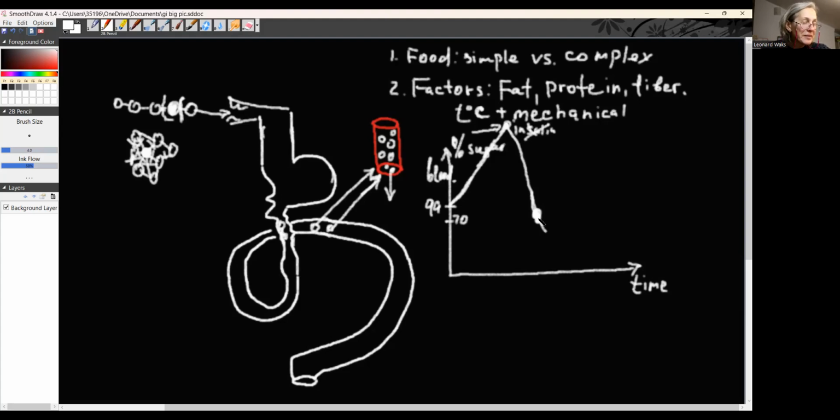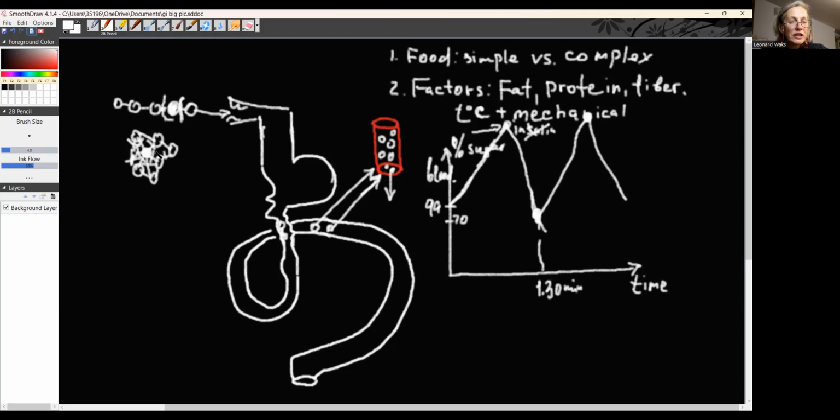We need to eat something. What do I grab? A piece of cookie, candy, a piece of bread. Simple carbohydrates, sugar goes up. Insulin kicks in here, sugar drops. All of that happened in about 1 hour, 30 minutes. Okay, this is a high glycemic food.